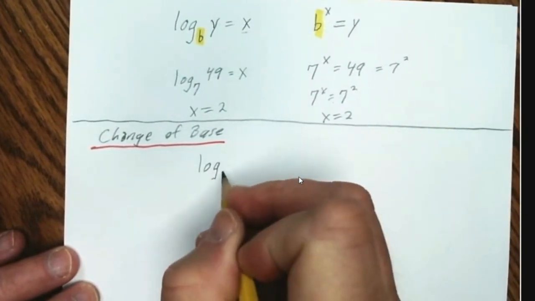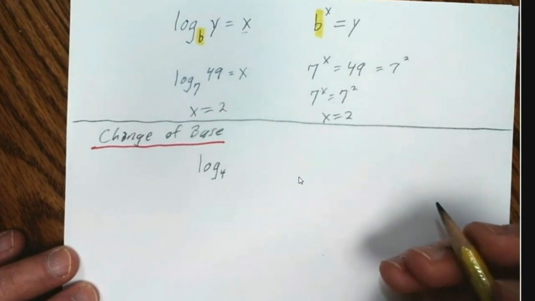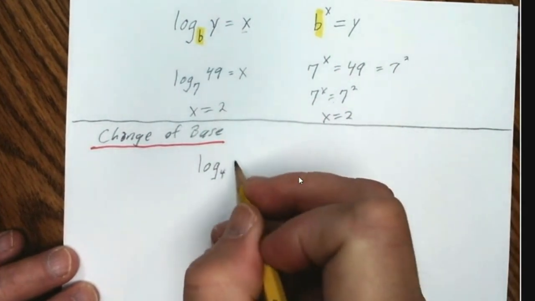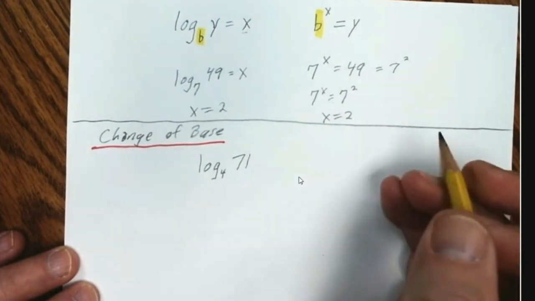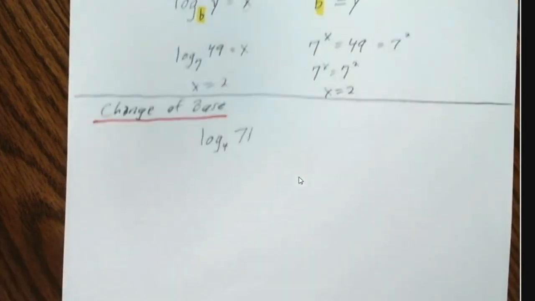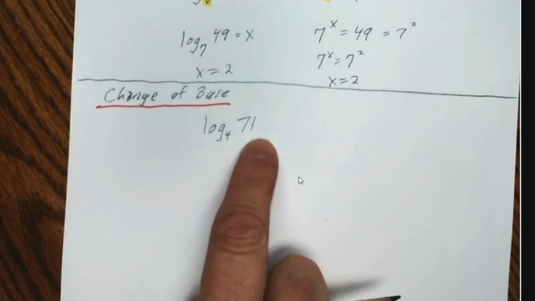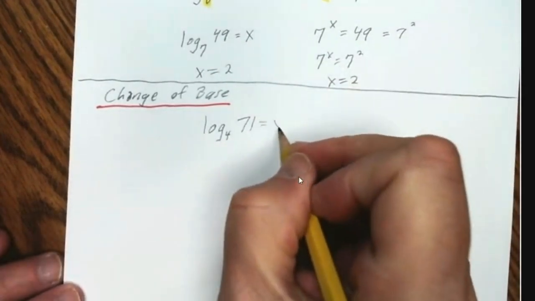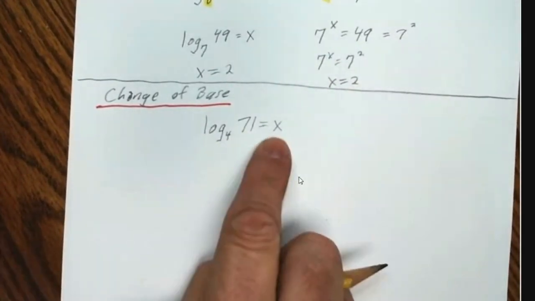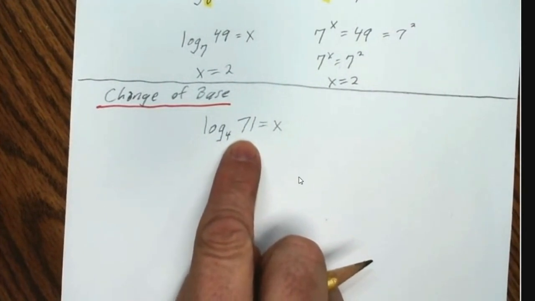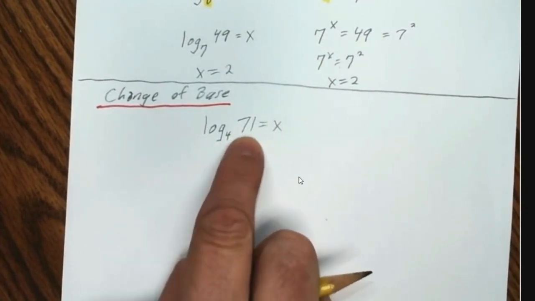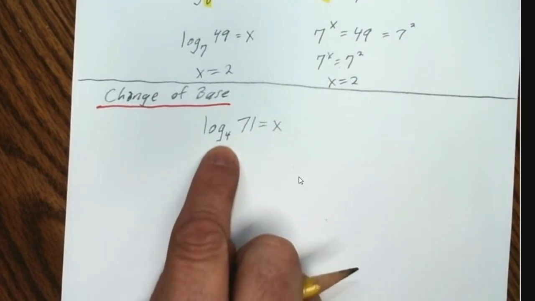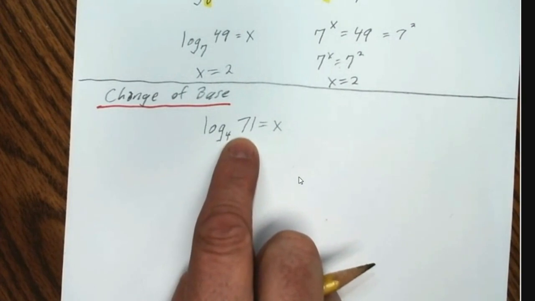let's say log base 4 of 71. And we want to know what does that equal? Well, 4 to what power equals x? 4 to what power equals 71? Well, it's not going to be an integer, right? Because 71 is not going to be 4 to the 3rd, 4 to the 4th, 4 to the 5th, nothing like that. It's going to be some decimal number.